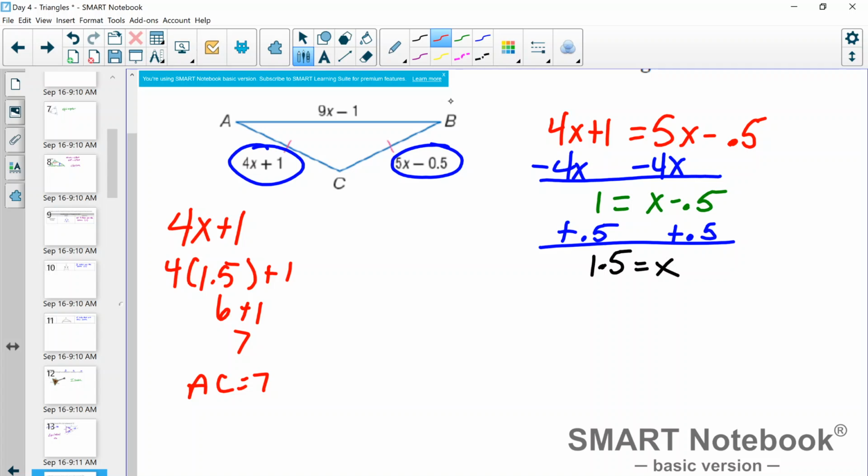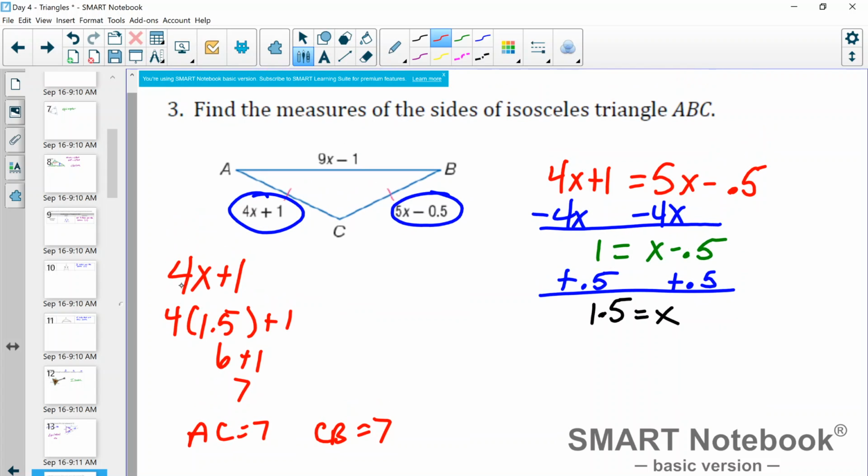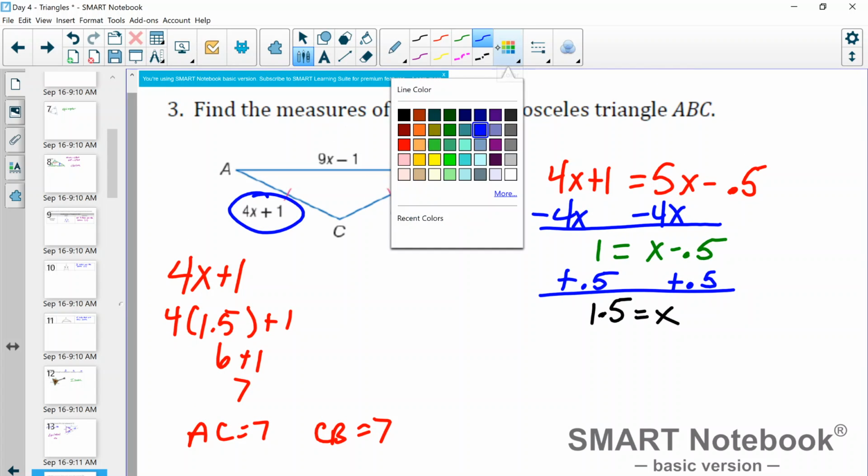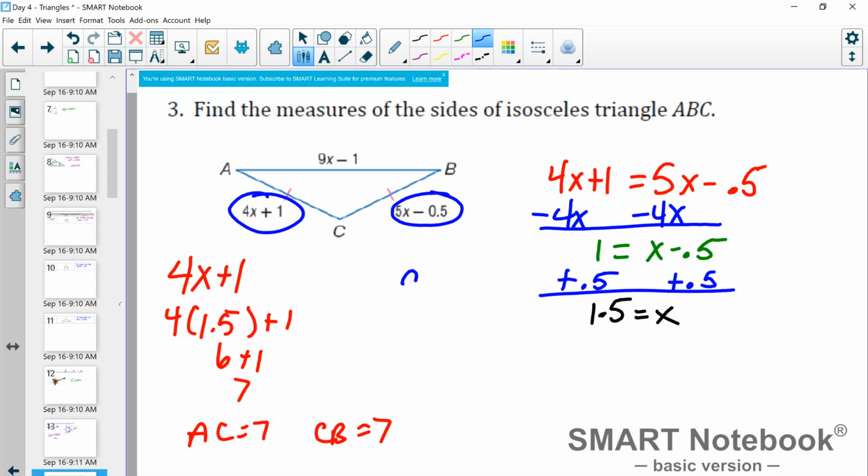And because AC and CB are the same, we also know that CB is going to be 7 as well. Last but not least, we have to figure out the length of AB. So AB is 9x minus 1. So we plug in 1.5. So 9 times 1.5 is going to be 13.5 minus 1, and I get 12.5 as the measurement of AB.